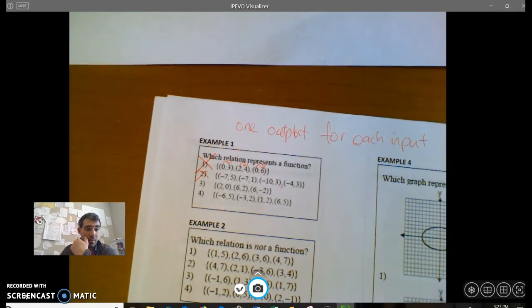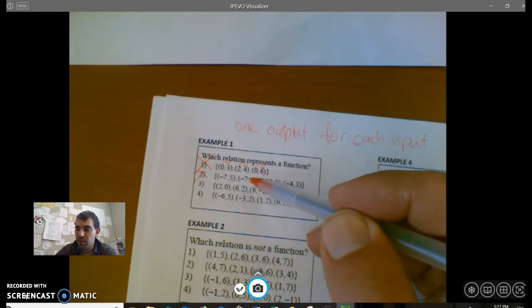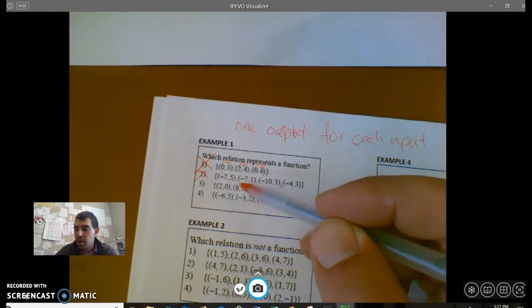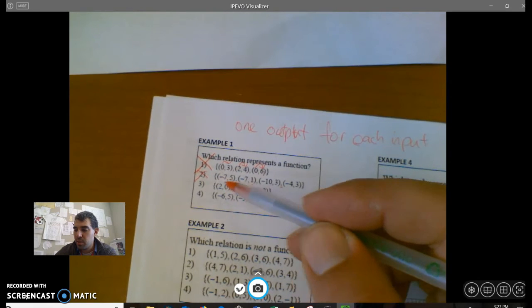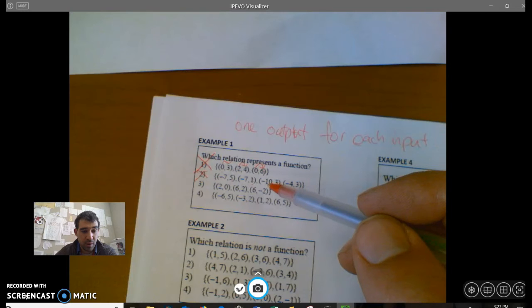Why? I'm waiting. Why? Hopefully you said because we cannot have the same input of -7 giving us different outputs, a 5 and a 1. Is this a function? 2 gives us a 0, 6 gives us a 2, and 6 gives us a -2. Is that a function?